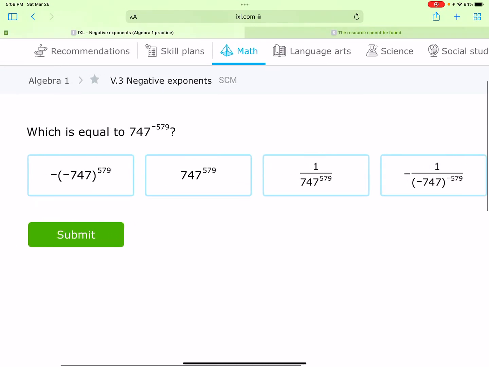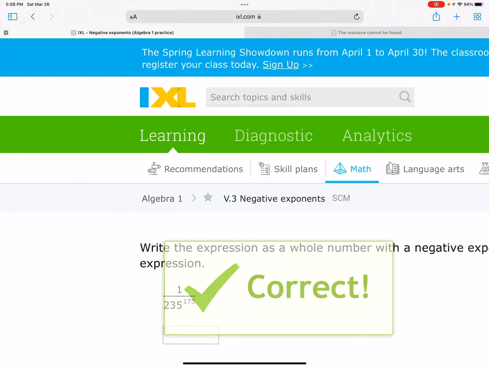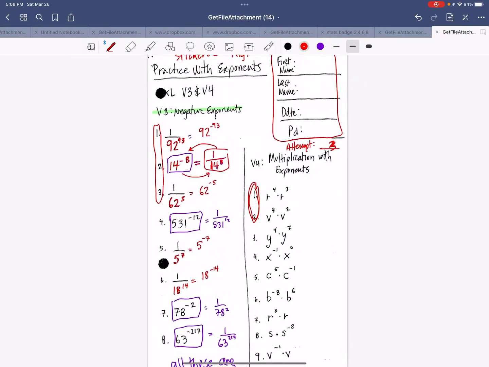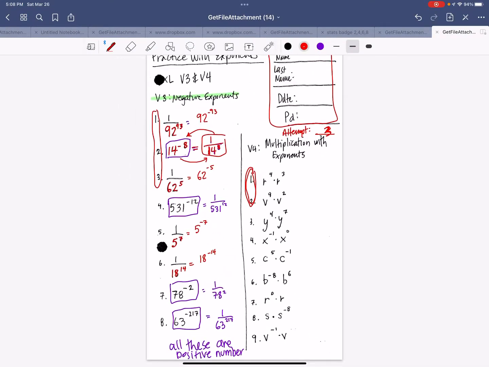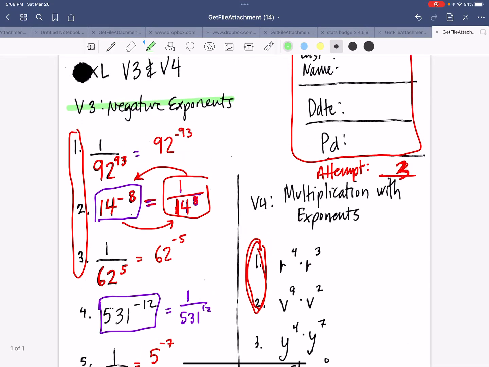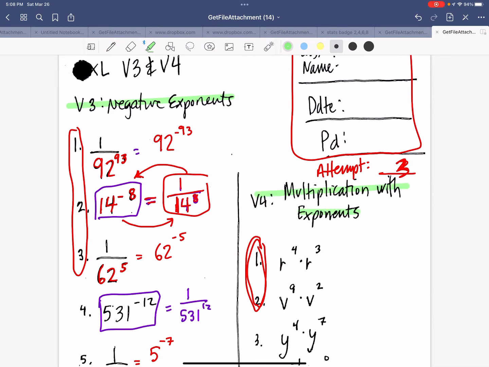Which one properly rewrites it? This one, right? Okay, so back to our scrap of paper. What else? The quiz might have 2 or 3 questions on that, and we'll also have questions about multiplication with exponents.